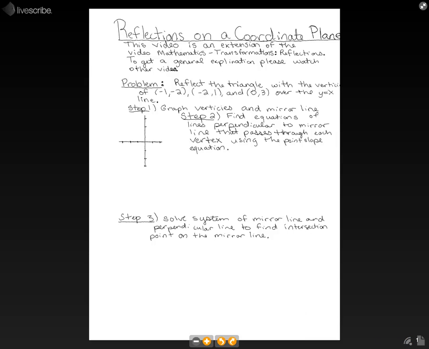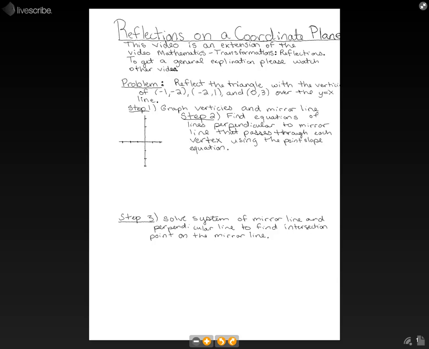This video is about reflections on a coordinate plane, and it's an extension of a more general video on mathematics, transformations, and reflections. So if you want a more general explanation, please watch that other video first. In this one, we're going to have an in-depth process about how to go about finding a reflected image using coordinates on a Cartesian plane.